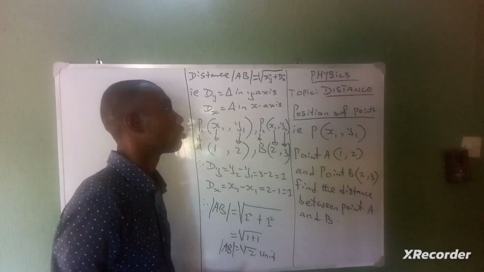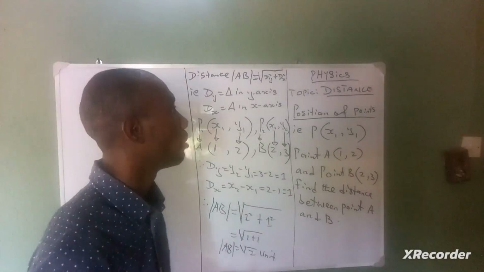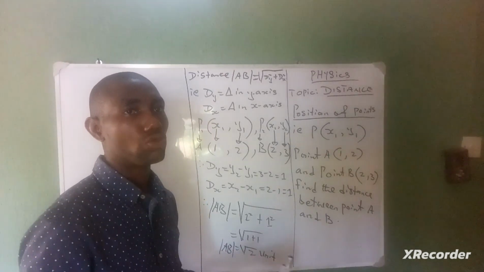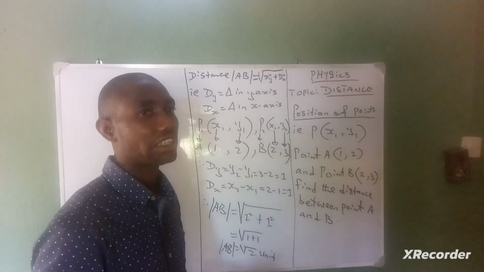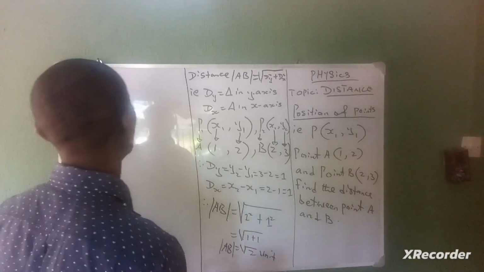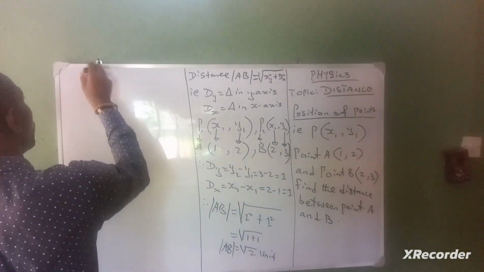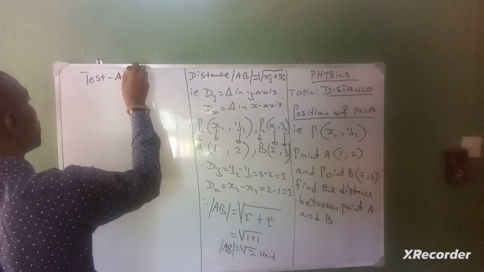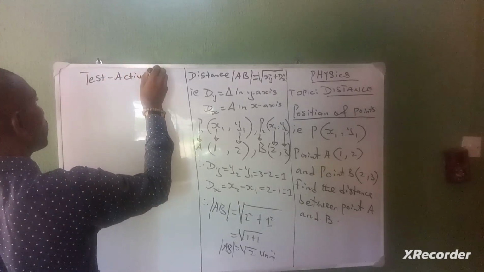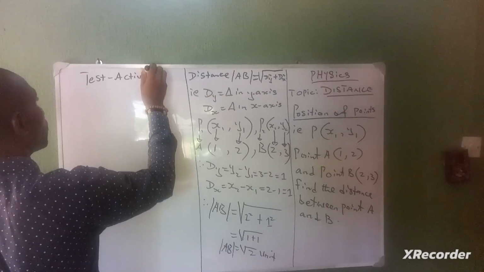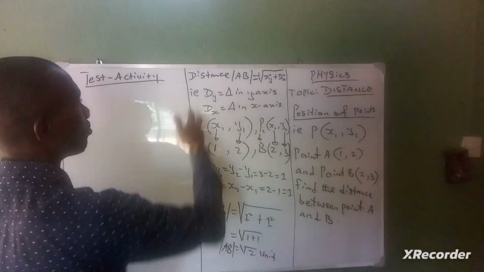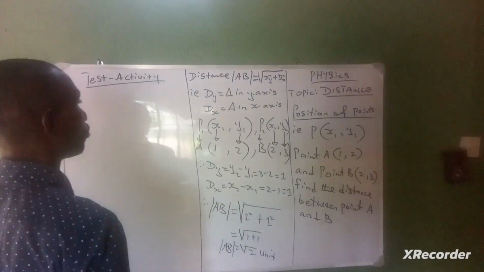So this is how to solve for the positions of a point, or for the position of 2 points on the Cartesian plane. So here is a test activity for you to try. You can try this on your own using this formula for the distance between 2 points.